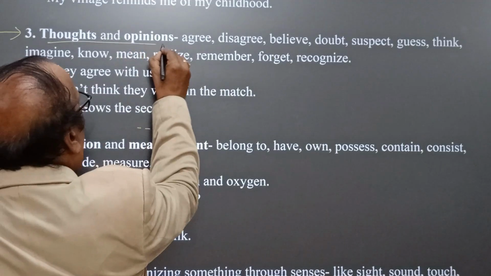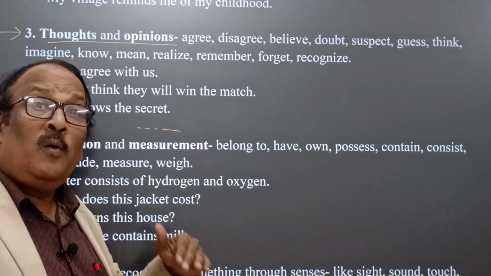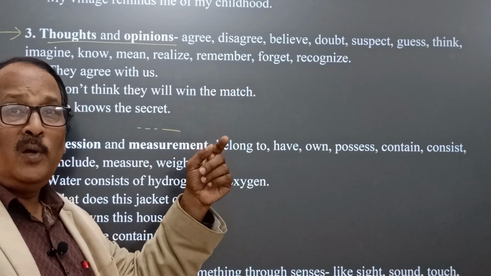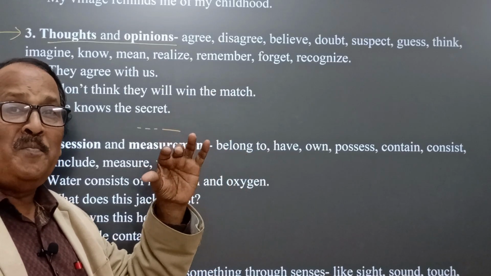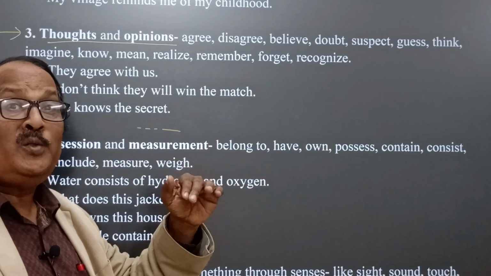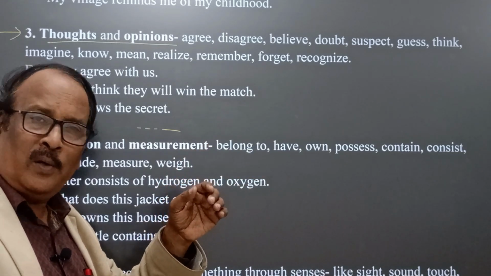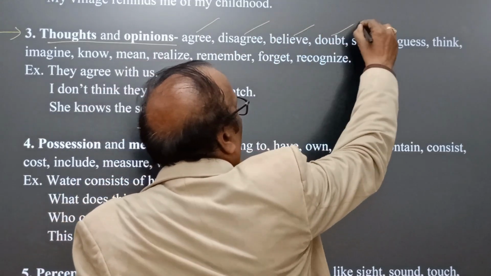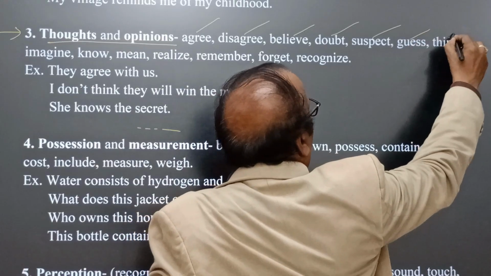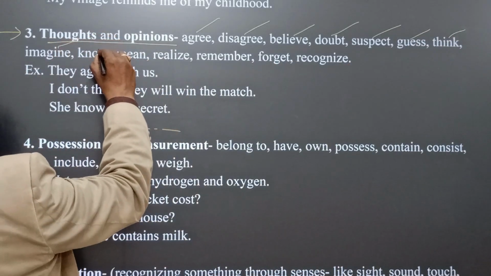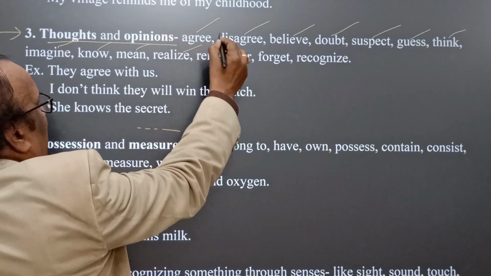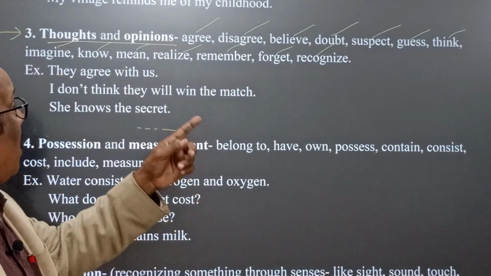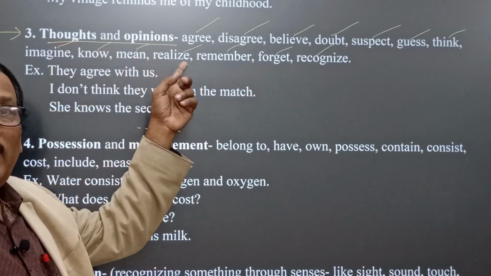Point 3, thoughts and opinions. Whenever we express our thoughts and opinions, in this case also we use stative verbs and they are not used in progressive aspects. Okay, how? Agree, disagree, believe, doubt, suspect, guess, think, imagine, know, mean, realize, remember, forget, recognize are based on our thoughts and opinions.